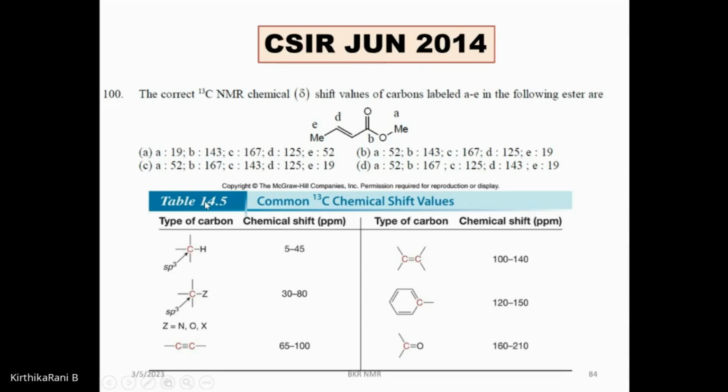Alkyne carbon: 80, very good. Alkene carbon: 110, very good. Aromatic carbon: 130, very good. Then you have C double bond O, acid, ester, amide, acid chloride. That's C double bond O, carbonyl carbon: 170. So up to 170 is the range.